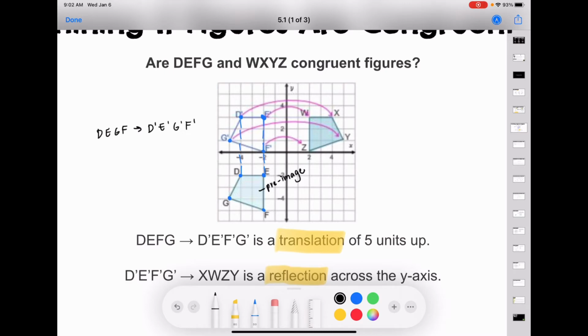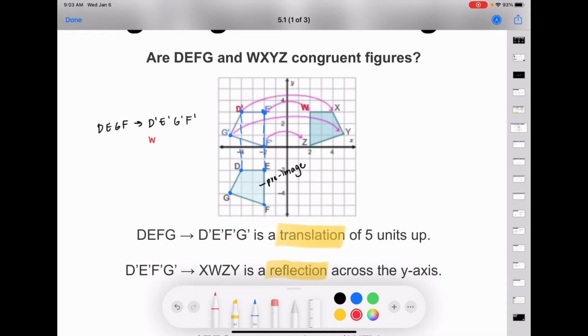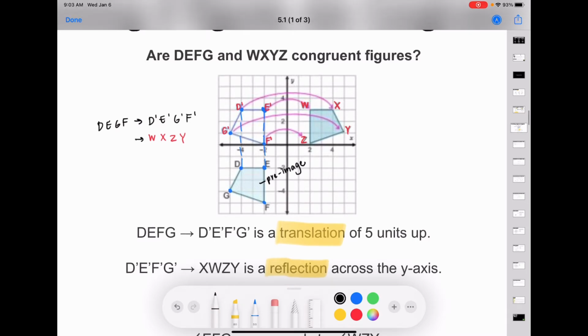Okay, well then after that, we had a reflection. Well, we know a reflection is a rigid transformation, so we know that we have a congruent figure. But as we can see here, the names of those different vertices have changed. So we went from D prime to W. So D prime becomes W. We went from E prime to X. So E prime becomes X. We went from G prime to Z. So it becomes Z. And we went from F prime to Y. So that becomes Y.